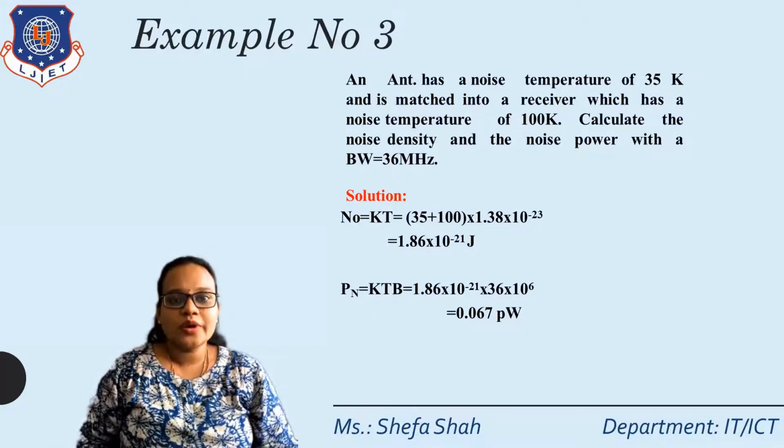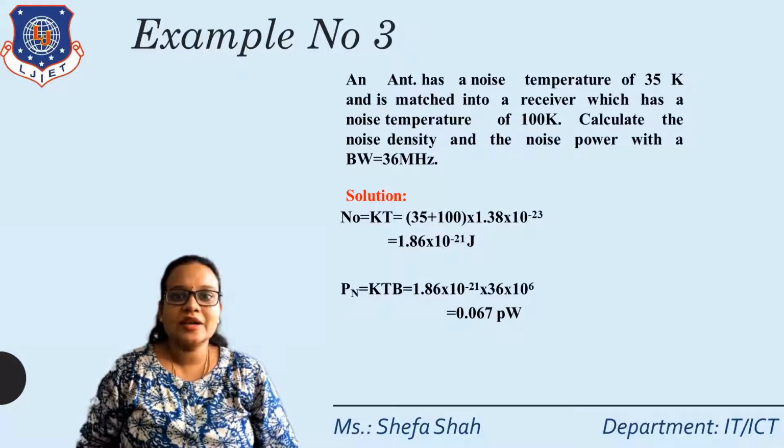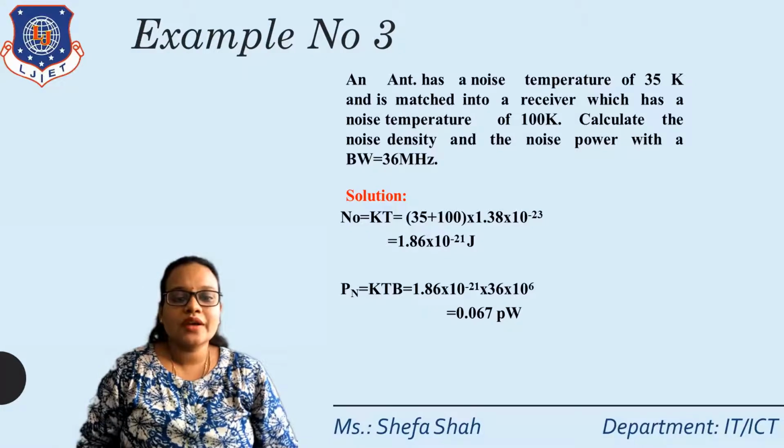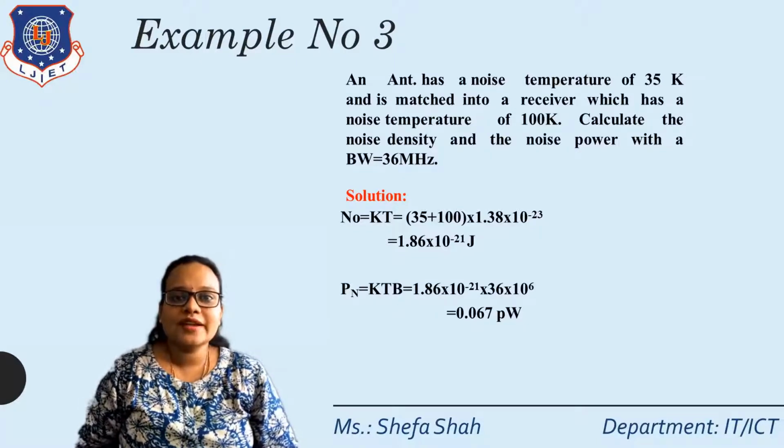From the equation we discussed last time about the noise temperature and noise power, the noise power density is nothing but the noise power divided by bandwidth. So KTB divided by B will be equal to KT. Now K, as we know, is the Boltzmann constant, 1.38 into 10 raised to minus 23, and the total temperature is 35 Kelvin plus 100 Kelvin. When we calculate this value, we will get the noise power density as 1.86 into 10 raised to minus 21 joule.